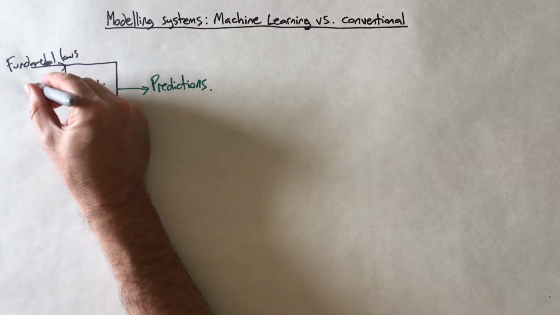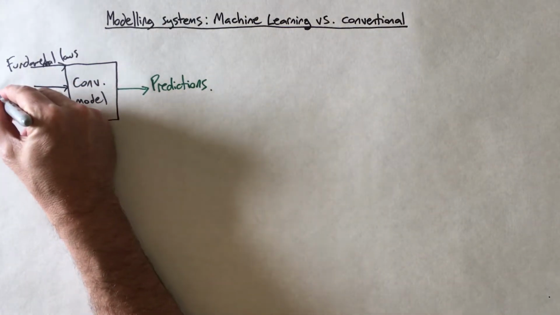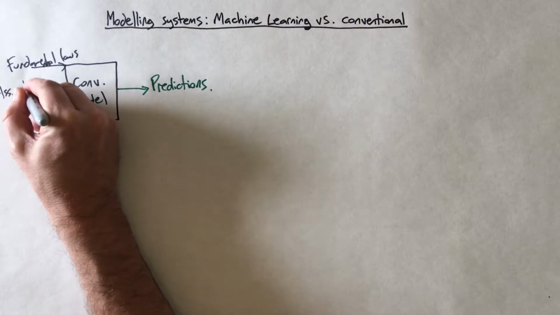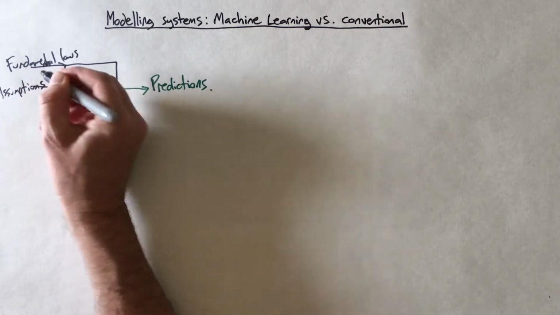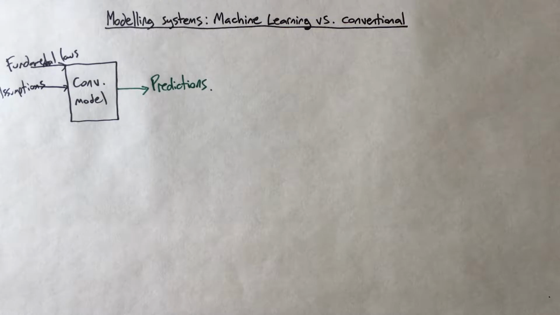On top of that, we feed in some assumptions. So assumptions are basically anything that you can't measure or it's hard to measure that you might need to go into your model. We often make assumptions that certain things are constant, or maybe that there are certain factors around the way that our system works.